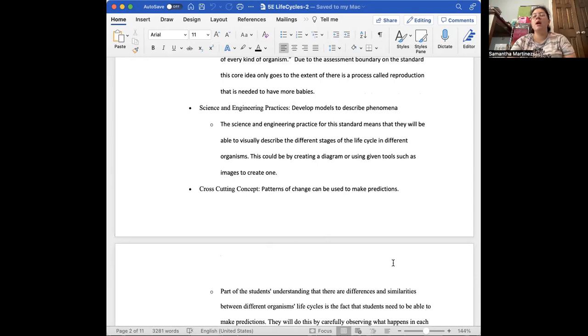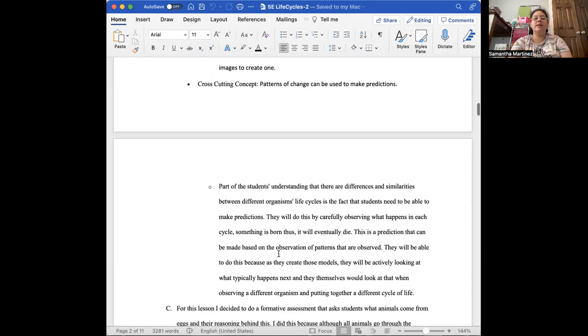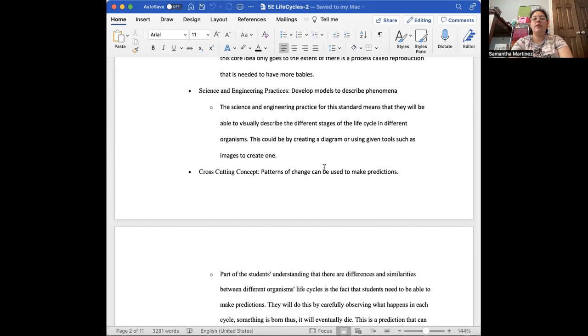So they'll do this based on creating their own life cycles and they'll actually place it as a cycle. And then cross-cutting ideas, this will mainly be touched on during the assessment. They'll do it throughout the lesson, of course, but it's mainly on the assessment on how they can use those patterns of change to make those predictions. And again, those patterns that we would focus on for this lesson would be birth, growth, reproduction, and death.